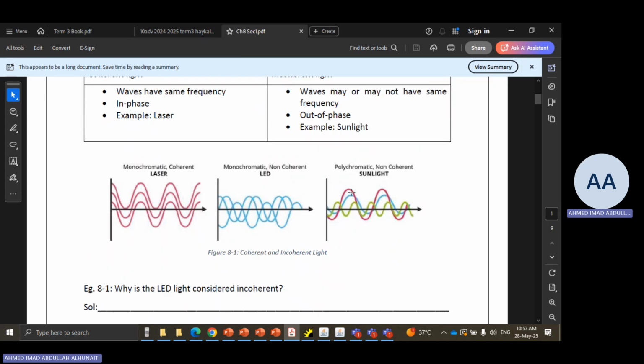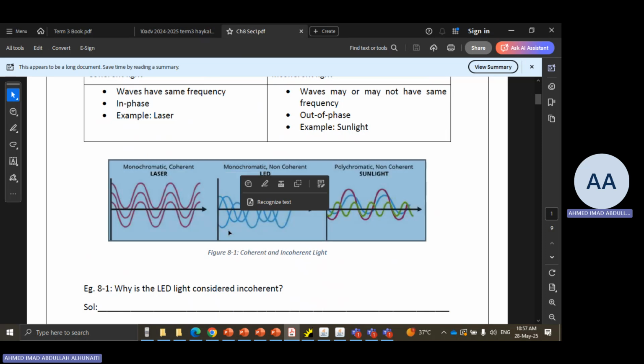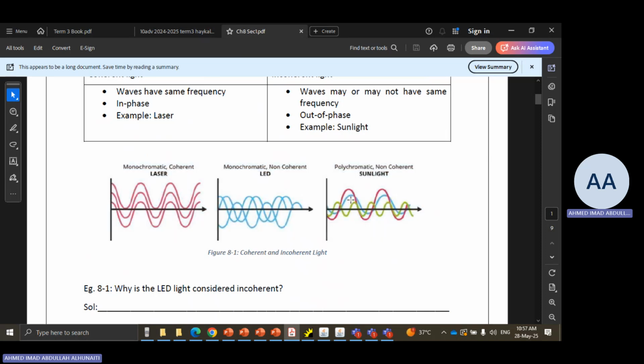So for example, sunlight. So look here, we have non-coherent lights, in this case monochromatic. So all the lights have the same frequency since they're monochromatic. However, they are out of phase. In this case, it's non-coherent. And on the very right, we have a big variation. They have different frequencies, and they naturally would be out of phase.